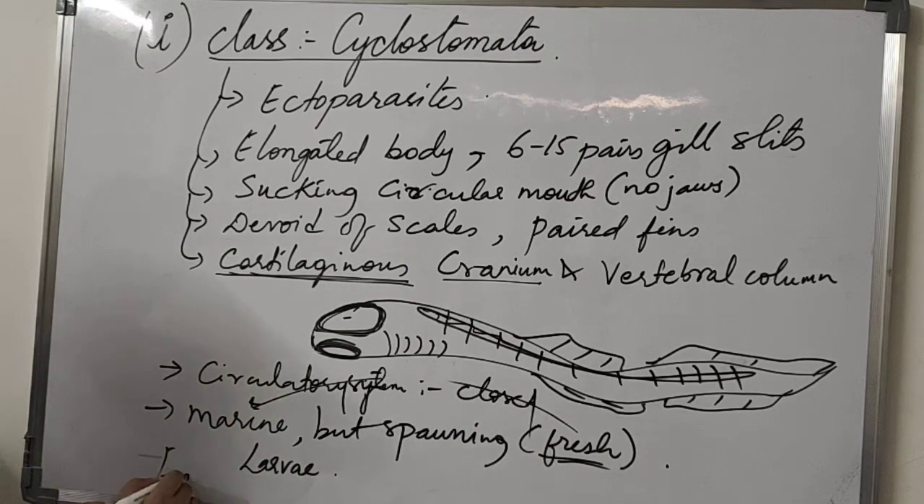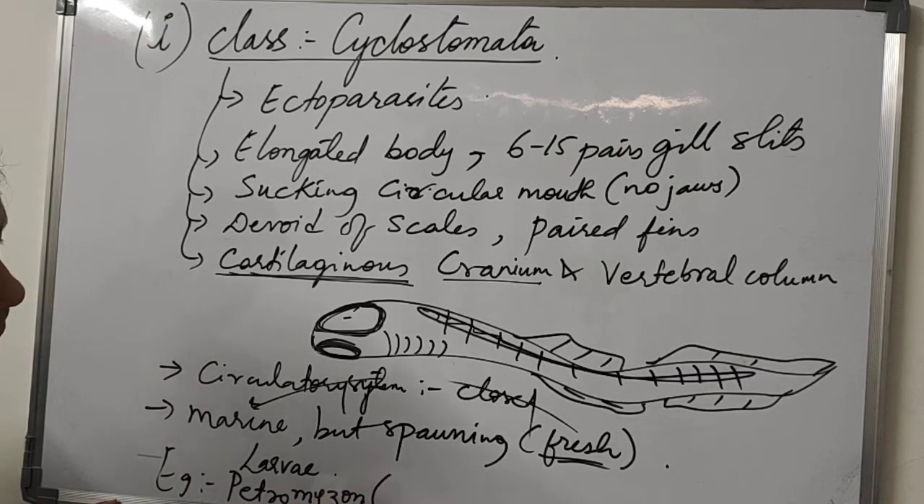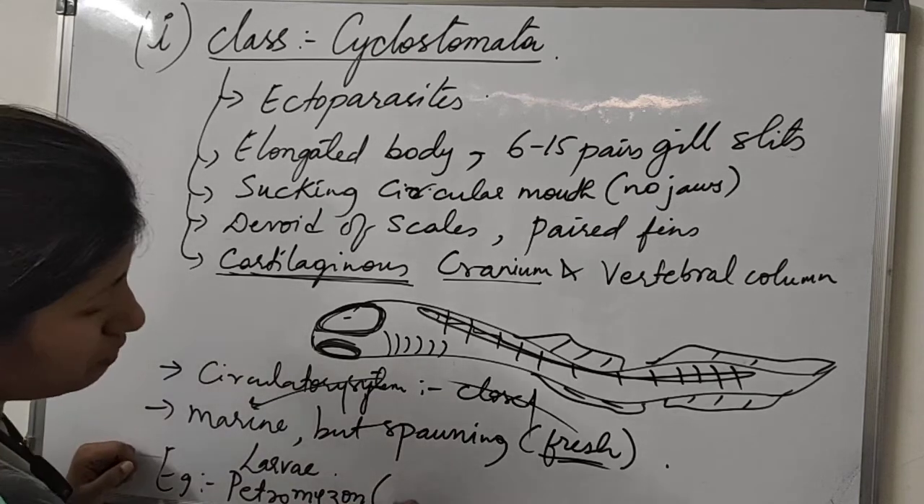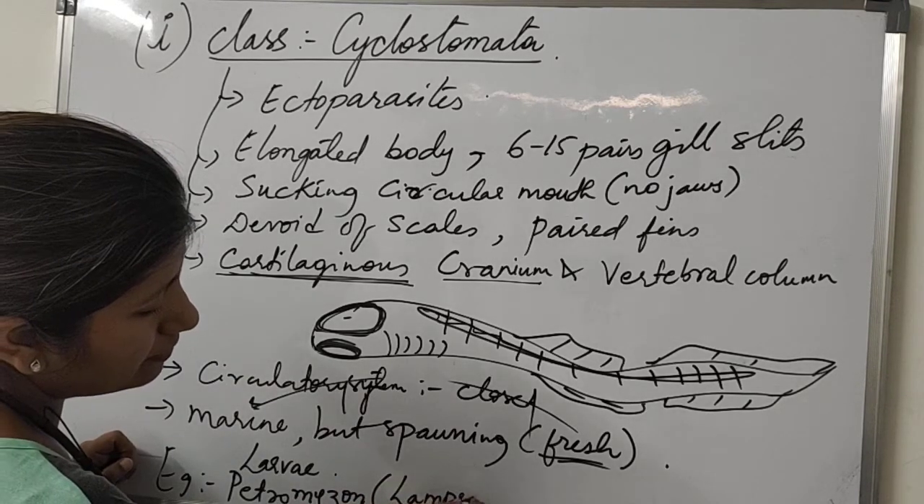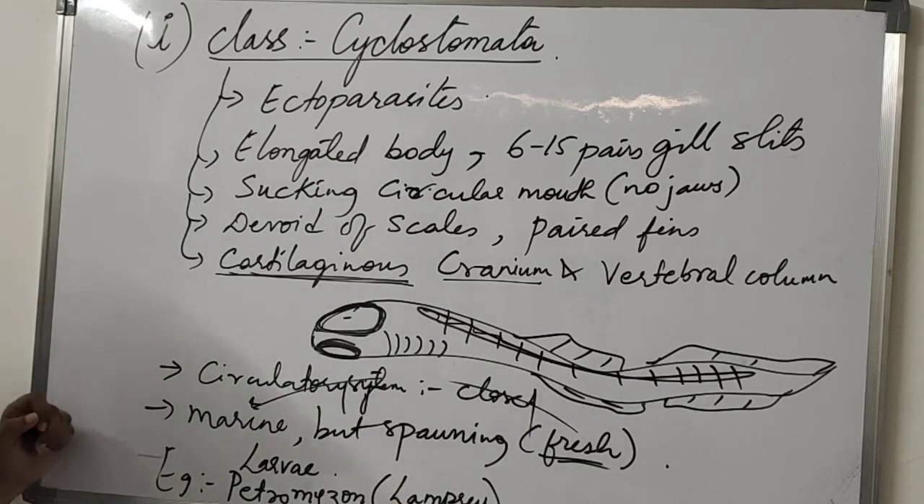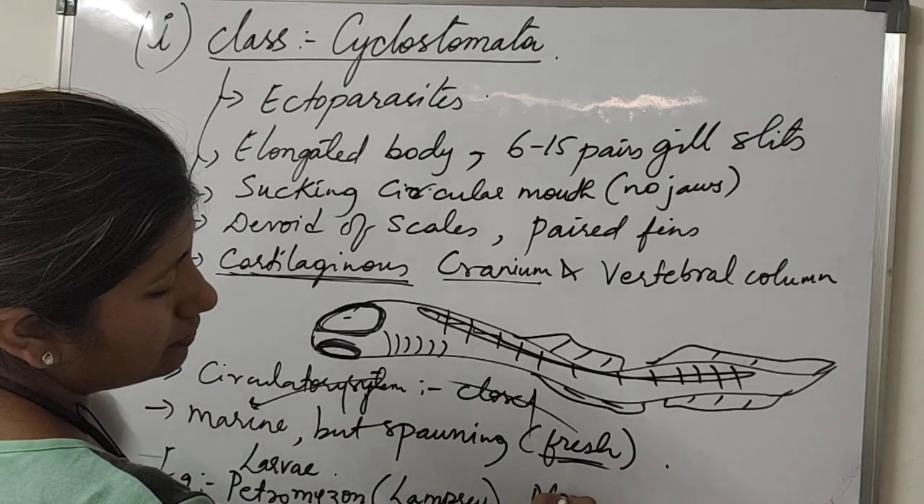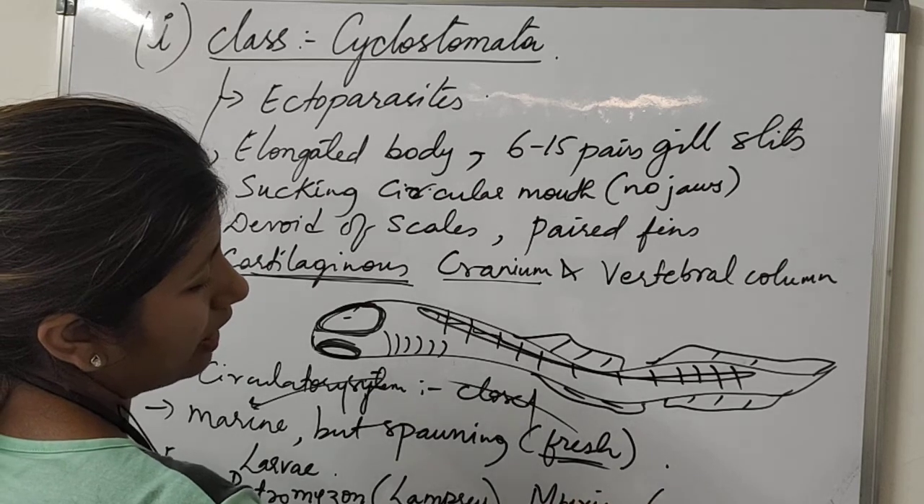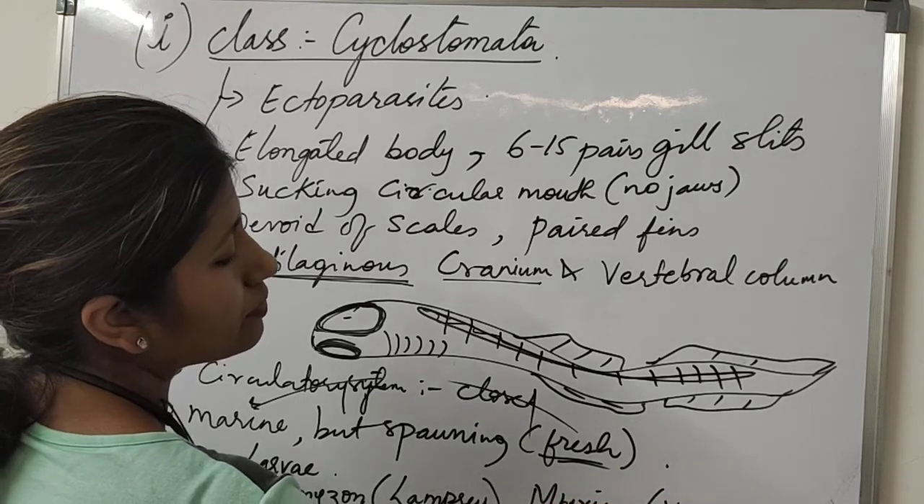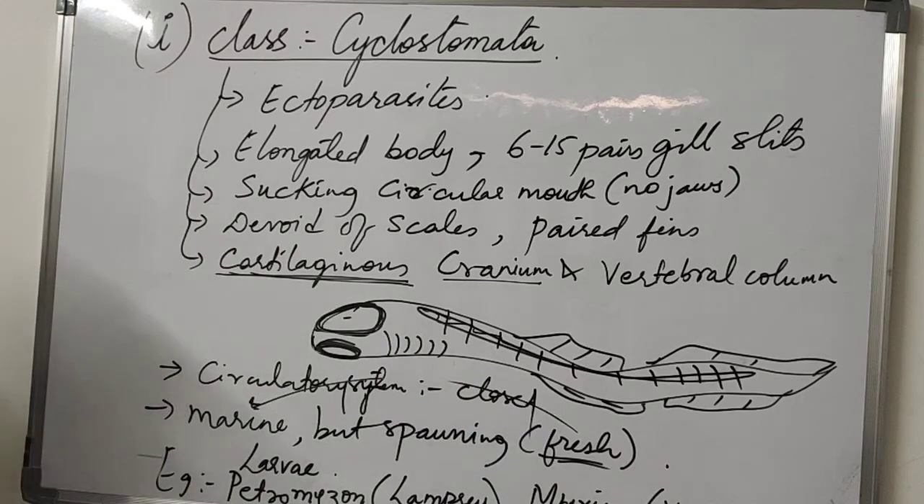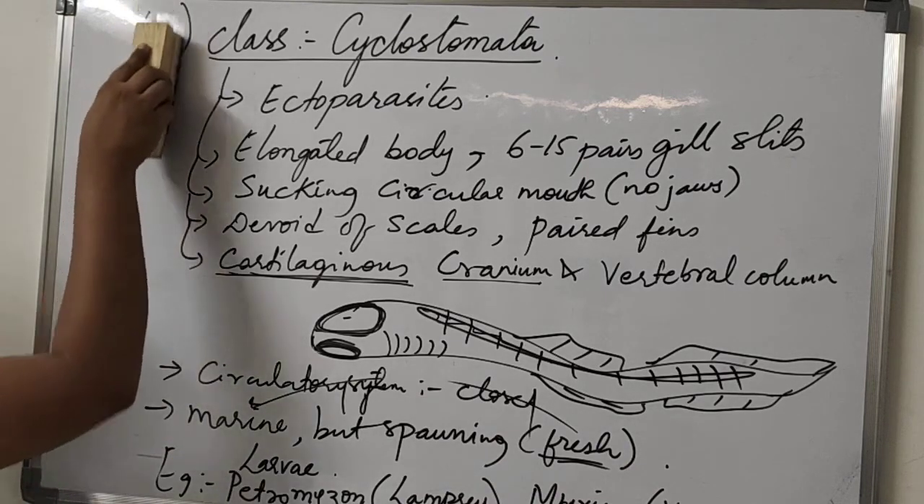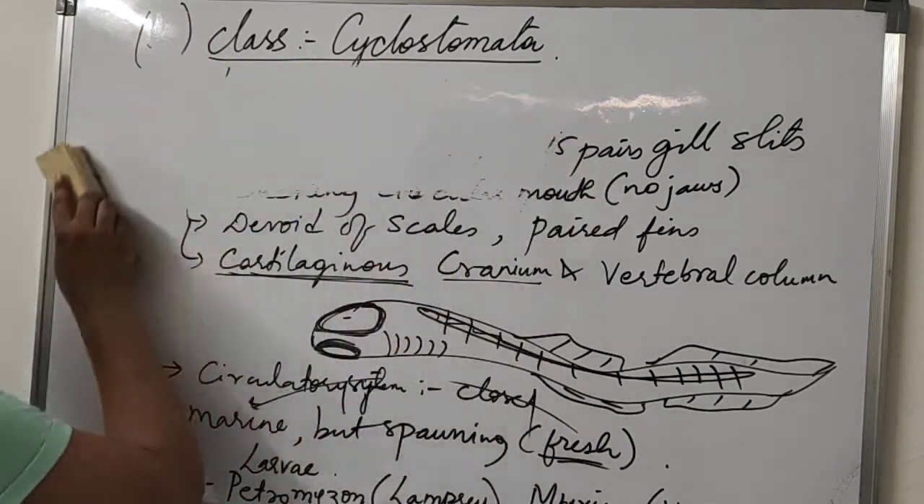So examples of this Cyclostomata are Petromyzon. The diagram is given in your textbook, Petromyzon diagram, which we also call lamprey. And then Myxine, we call hagfish. So these two are the examples of Cyclostomata. Now, next we will see the second class, Chondrichthyes.